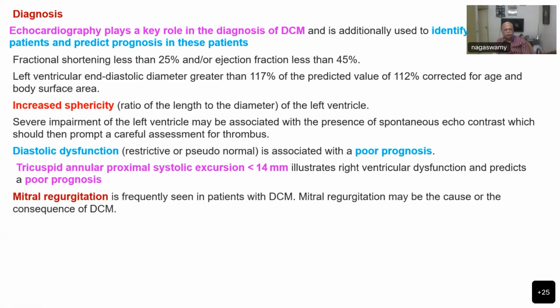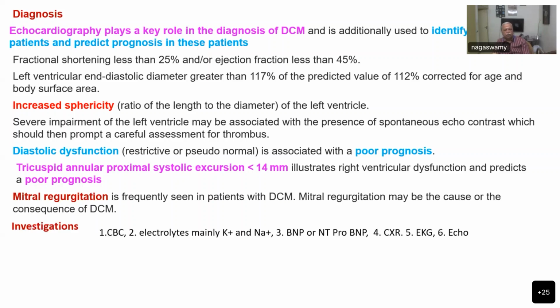So mitral regurgitation is frequently seen in patients with dilated cardiomyopathy, and this can be the cause or the consequence of DCM. And what investigations you have to do? You have to do complete blood count, electrolytes, mainly sodium, potassium, and brain natriuretic peptide or NT-proBNP for assessing the degree of failure. CXR will show cardiomegaly. EKG may sometimes show left bundle branch block, and echo will give you all the findings which I mentioned above.